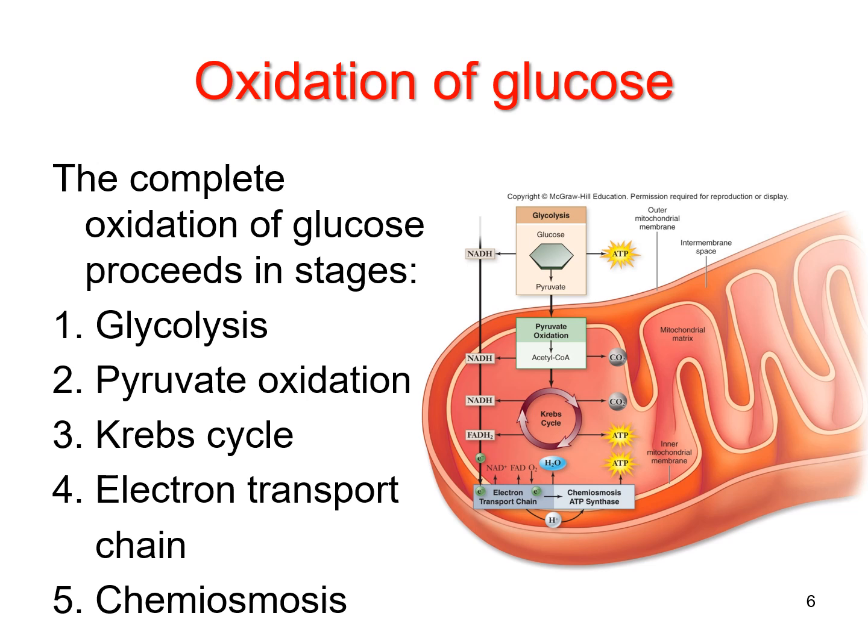Glycolysis occurs outside of the mitochondria in the cytoplasm. Pyruvate oxidation occurs in the intermembrane space of the mitochondria. The Krebs cycle occurs in the mitochondrial matrix, and the electron transport chain occurs on the inner mitochondrial membrane. Now let's take a closer look. Glycolysis in aerobic respiration is the same for all organisms, so let's proceed to the oxidation of pyruvate.